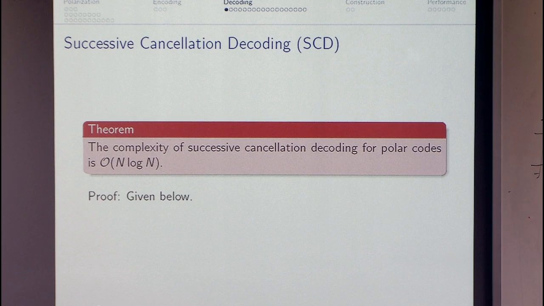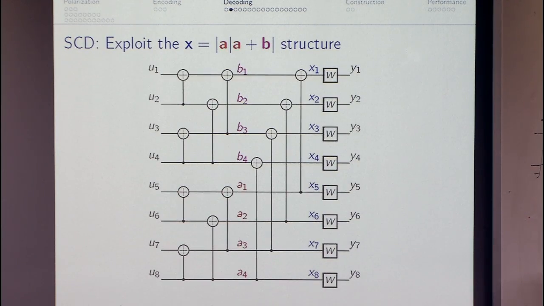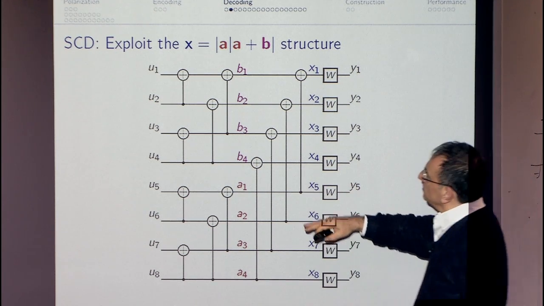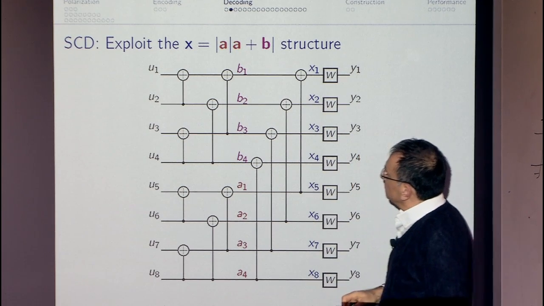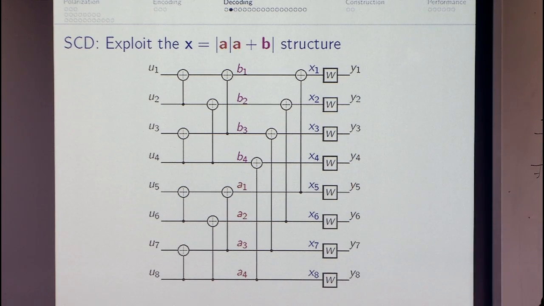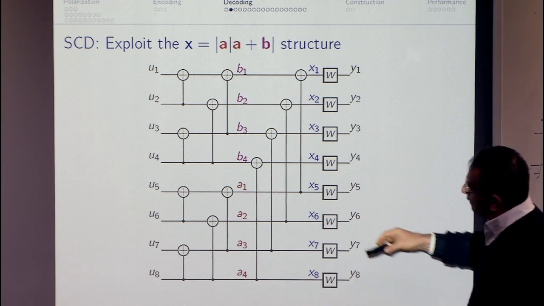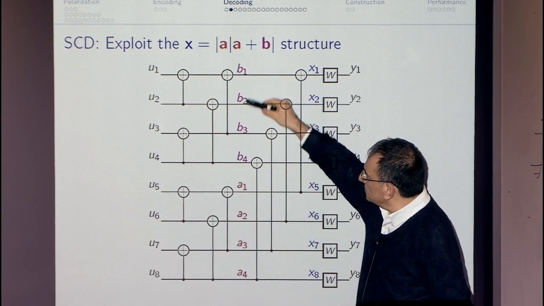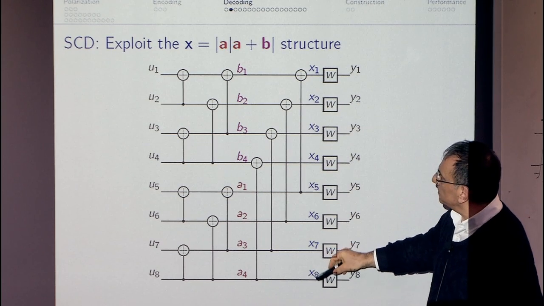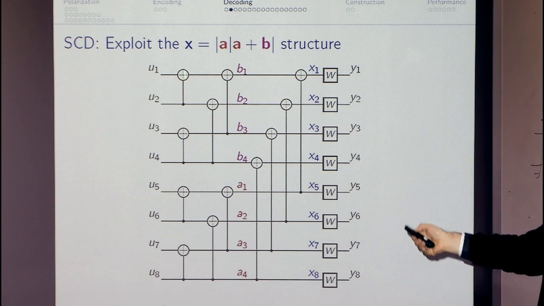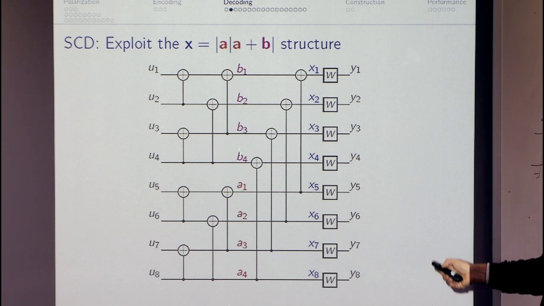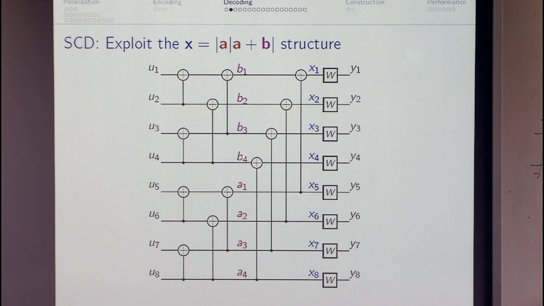Decoding is more interesting. The suggested method for doing decoding is successive cancellation decoding. I haven't mentioned it until now, but these codes have what's called the Plotkin structure, U plus V, or A plus B, in the following sense. Here there is an A vector, and there is a B vector here, and the X vector here has this form. X is equal to A and A plus B. So these codes have very close relationships with Reed-Muller codes. Reed-Muller codes also have this structure.